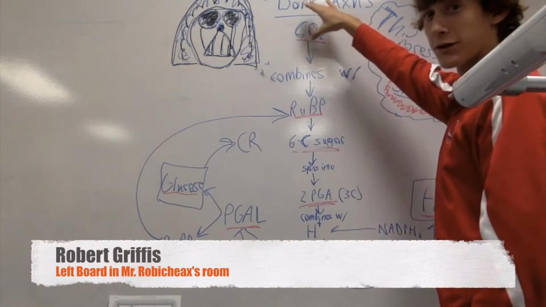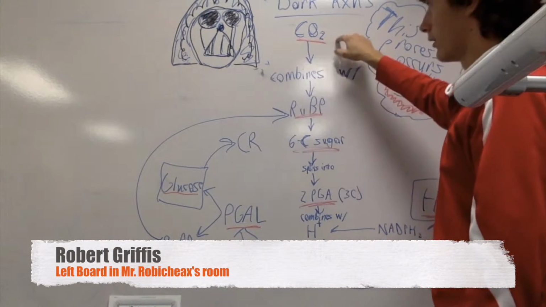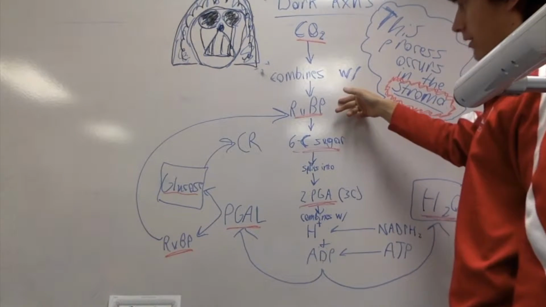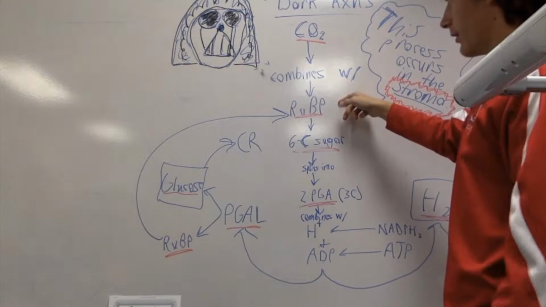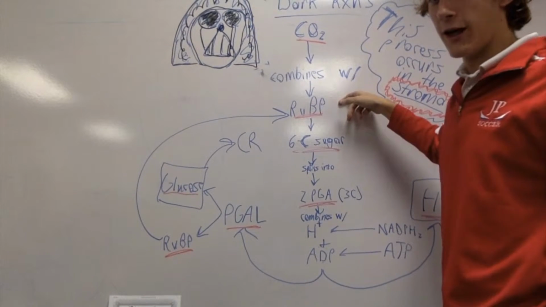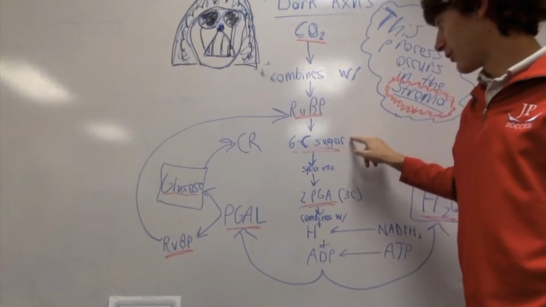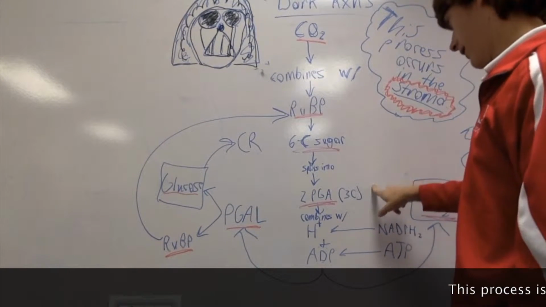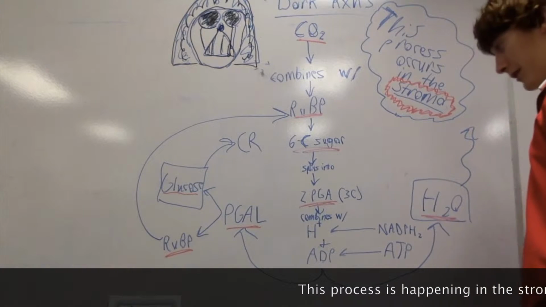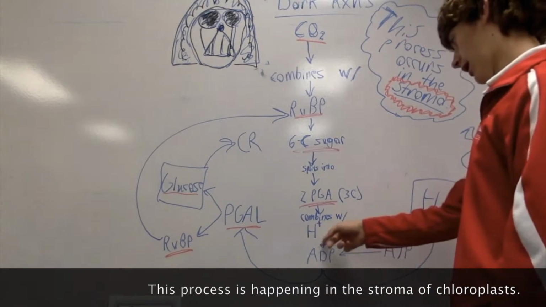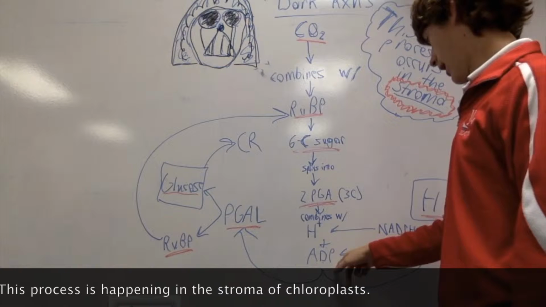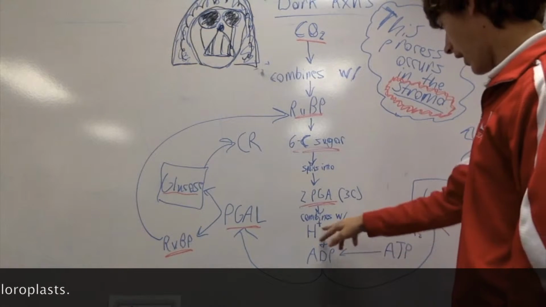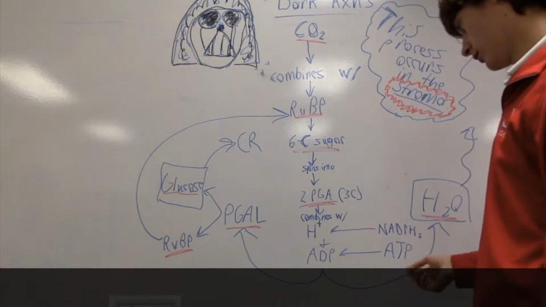This is dark reactions. The carbon dioxide combines with an RuBP, which we'll find out about later, to form a 6C sugar. And that sugar is very unstable, so it splits into PGA. And that PGA combines with hydrogen and uses energy from the ATP. The hydrogen came from the NADPH.